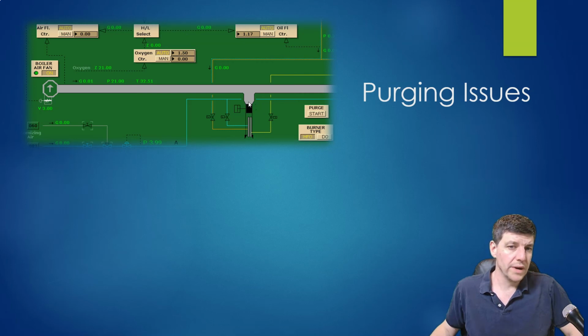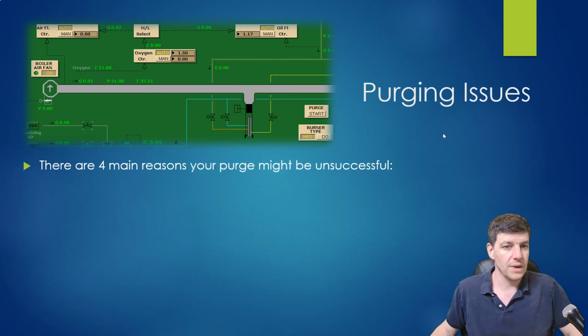So let's talk about where you may have issues with your purge. So where would it be dangerous where you hit that on-off button and you think you've purged, or maybe you're not sure if the purge has gone through, or you're struggling with some of the purge issues. Okay, so I think there are 4 reasons why your purge might be unsuccessful.